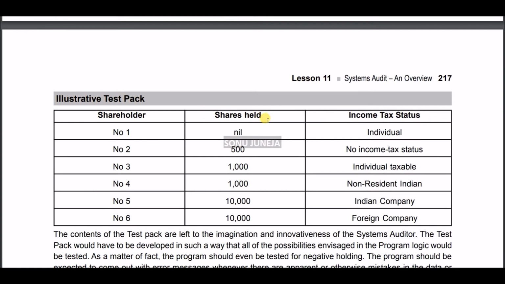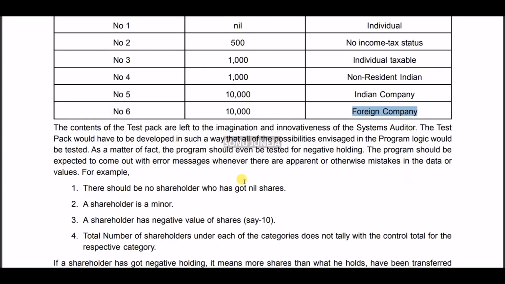Now let's see. So, share holder, income tax status, and let's look into it. So there are six shareholders, and how many shares, what is their holding, and then the tax status: if the person is an individual, has the income tax status or not, is the individual taxable, is it a non-resident Indian, is it an Indian company or a foreign company. Now, the contents of the test pack are left to the imagination and innovativeness of the system auditor.